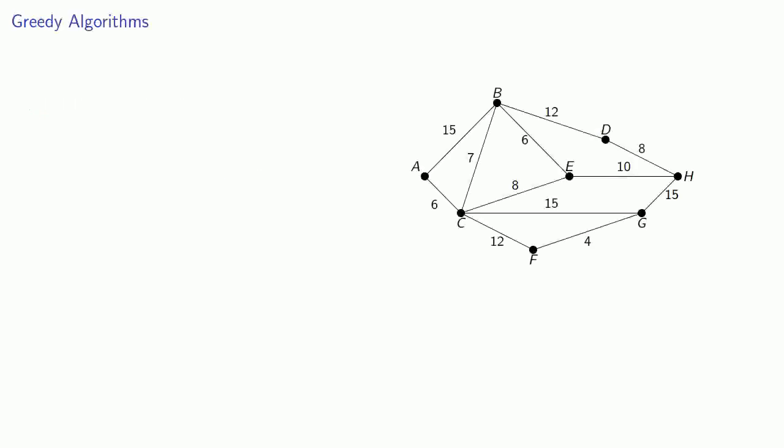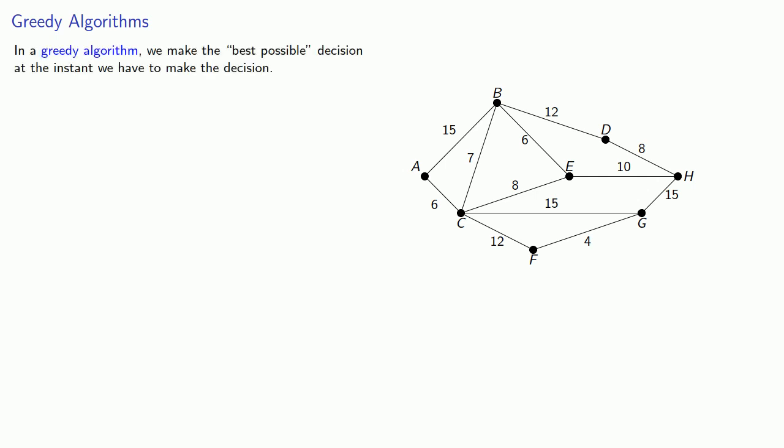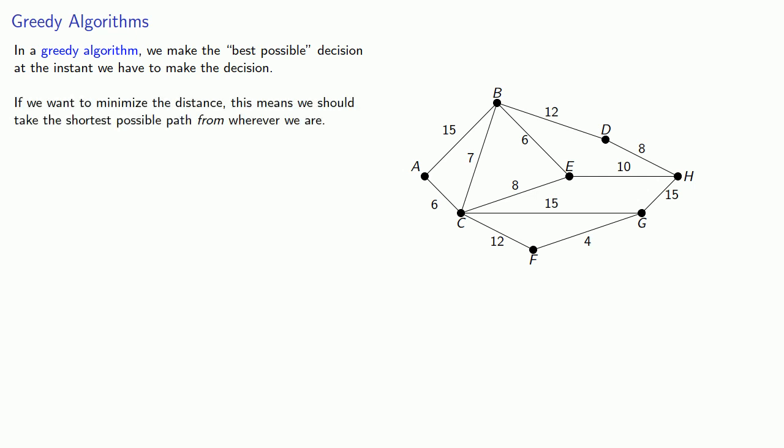So one way humans make decisions is they look around and say, what's the best possible decision I could make right at this instant? And this leads to what's called a greedy algorithm. In a greedy algorithm, we make the best possible decision at the instant we have to make the decision. And what's important here is that we're not considering the long-term consequences of our decision. Now, in this case, if we want to minimize the distance, this means we should take the shortest path from wherever we are.